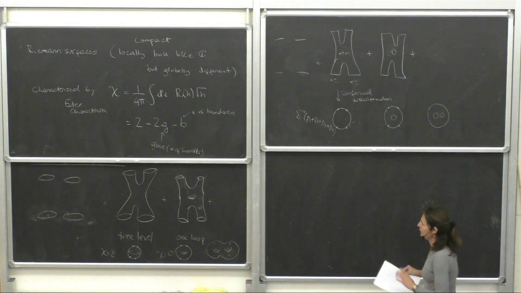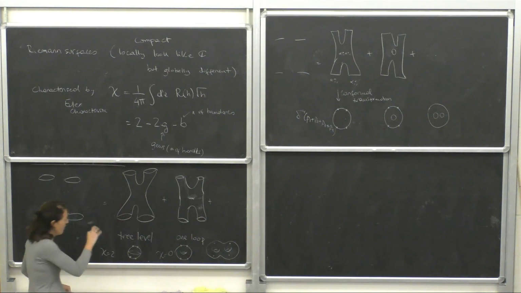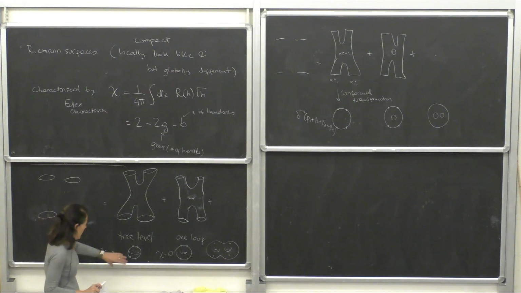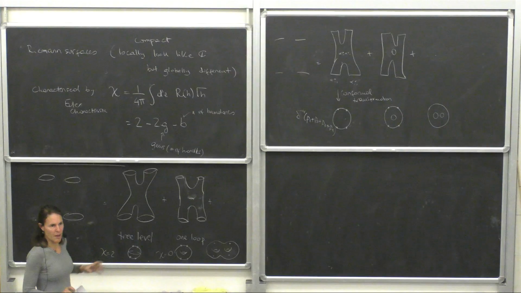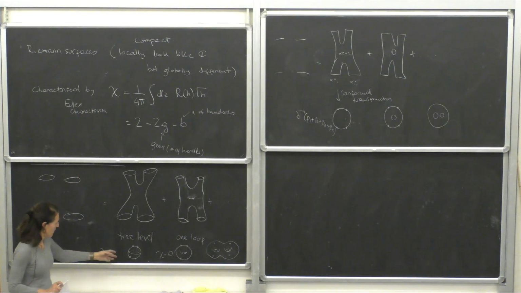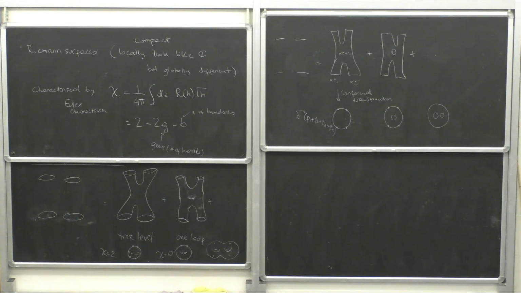No, so this is independent of the punctures. The punctures don't change it. I mean, think of the punctures as some little point there. I'm talking about the topology itself. Punctures don't change the genus, and they don't change the Euler characteristic. So if I have 8 punctures, it's the same. This will have chi equals 2. This will have chi equals 0. Yes.